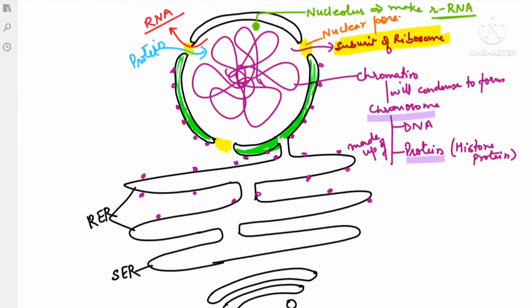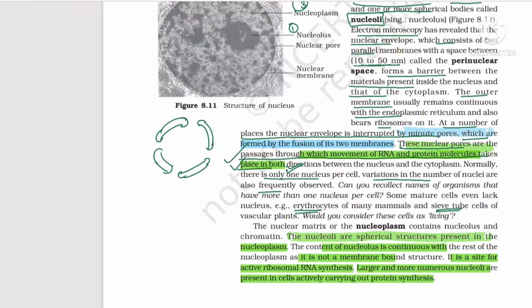Clear? Now see the NCERT carefully. This line, I'll highlight it. The outer membrane usually remains continuous with the ER and also bears ribosomes on it. The outer membrane is continuous with the ER and bears ribosomes.